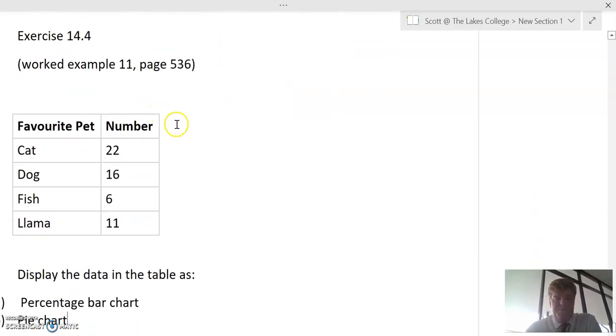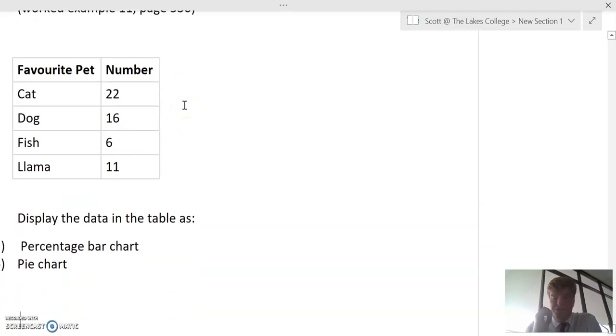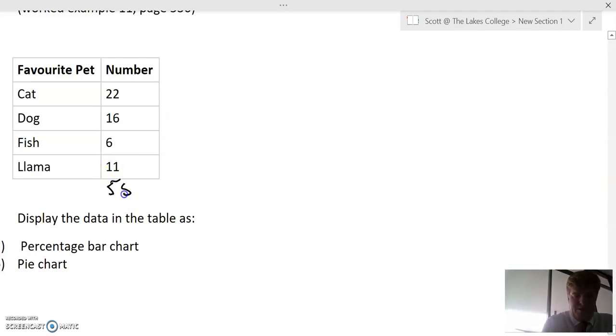The next question we're looking at, we're going to ask for a percentage bar chart and a pie chart. So the first thing we need to do is work out exactly how many different pets we've got. So 22 cats, 16 dogs, 6 fish and 11 llamas. So 17, 33 and 22. I think that there is a total of 55.